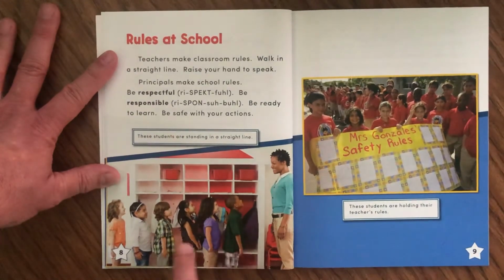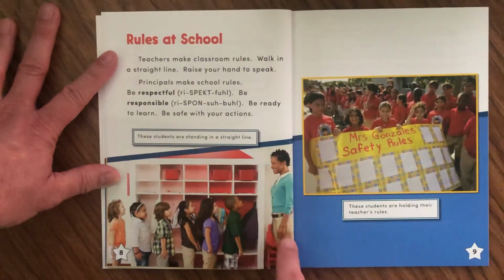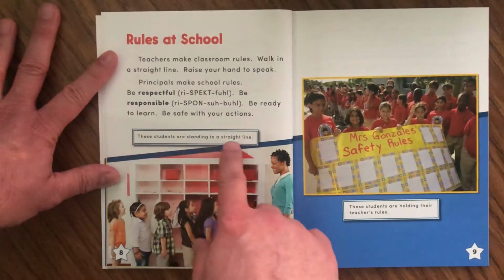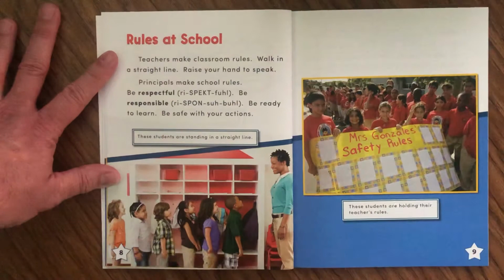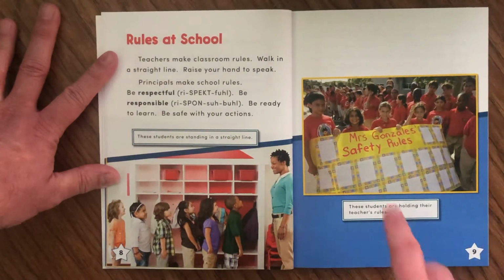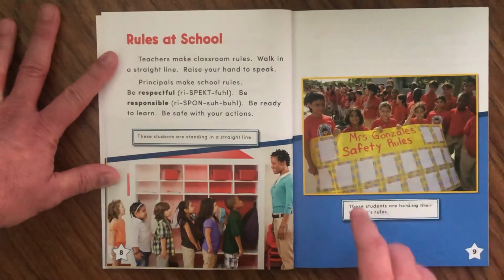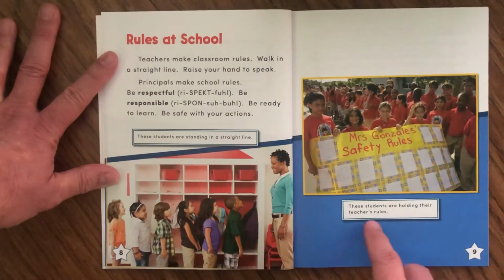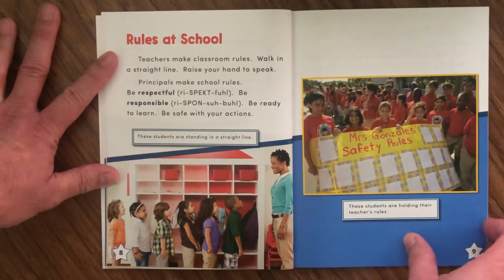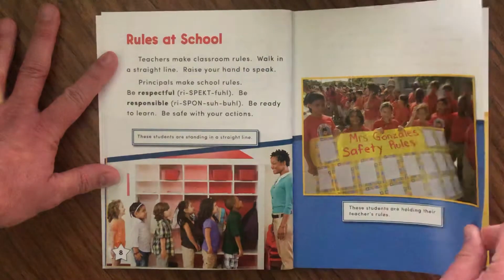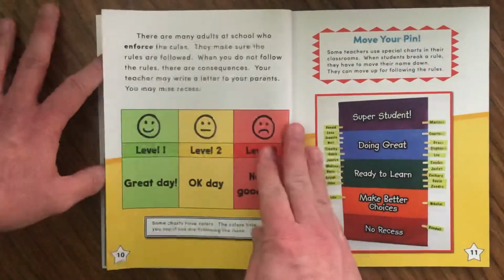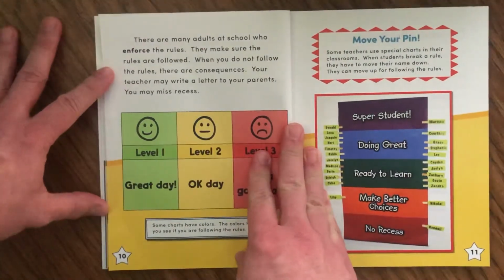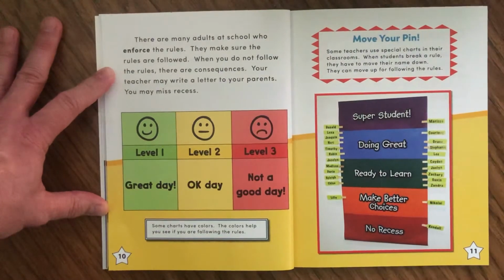And here's a picture of some kids standing in line in front of their teacher. These students are standing in a straight line, so they are following the rules. Mrs. Gonzalez's safety rules. These students are holding their teacher's rules. There are many adults at school who enforce the rules. They make sure the rules are followed.